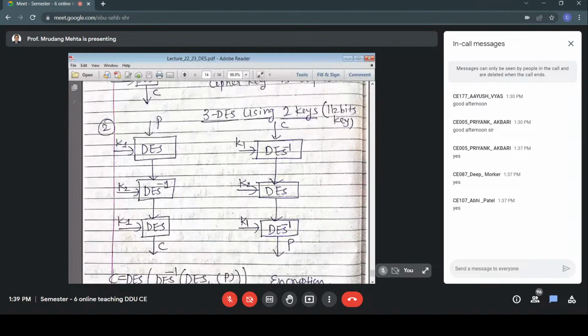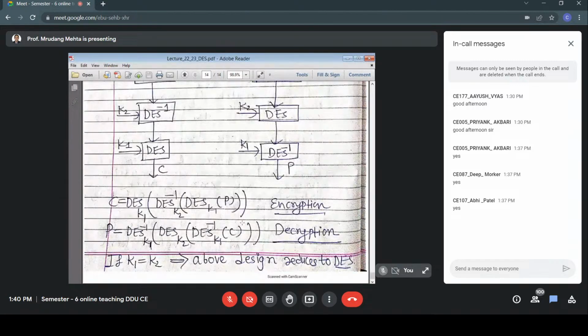The second type of 3DES using 2 keys is that first the plain text goes through DES with K1 key, then it goes through DES inverse with K2 key, and then it goes through DES again with K1 key. So this is a variation, and the decryption is the inverse of that. So the ciphertext goes through DES inverse with K1, DES with K2, and DES inverse with K1.